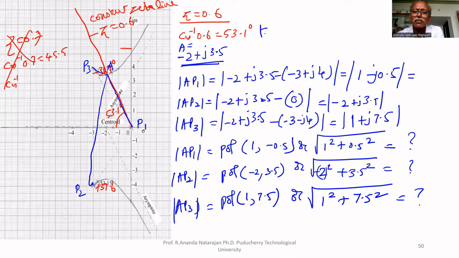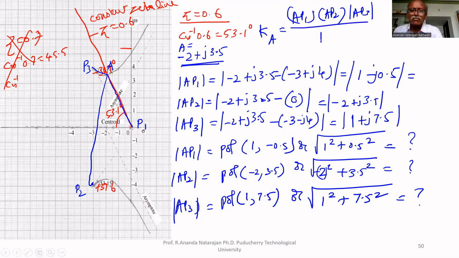Therefore, K at A equal to AP1 multiplied by AP2 multiplied by AP3, divided by 1. There are no zeros, that's why the denominator is 1. This way we can find the value of K so that the closed loop poles will be at A, so that the damping factor is 0.6.